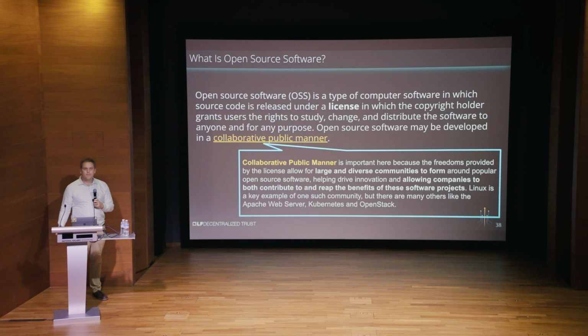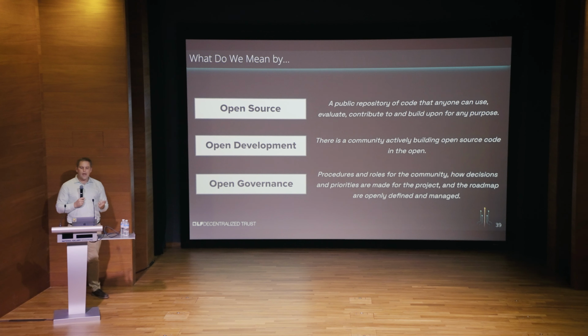Thank you for the question, by the way. Developing in a collaborative public manner is important because diverse communities and large communities bring a lot of positive things. And it's really important to separate out open source. When we talk about open source, it could just be a public repository of code. We also talk about open development when there's a community building open source code. And then there's finally open governance with procedures and roles for the community, how decisions are made, and the roadmap definitions.